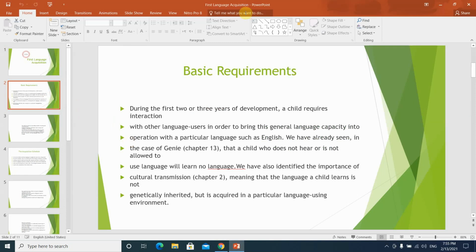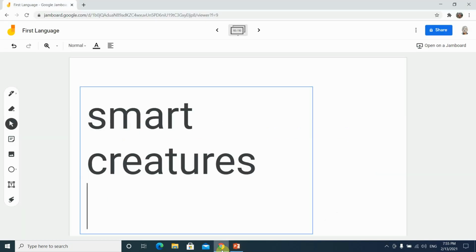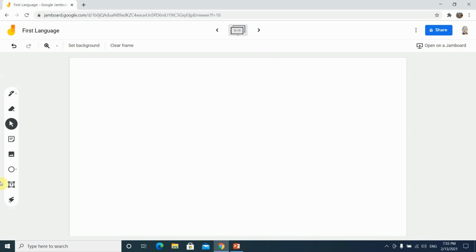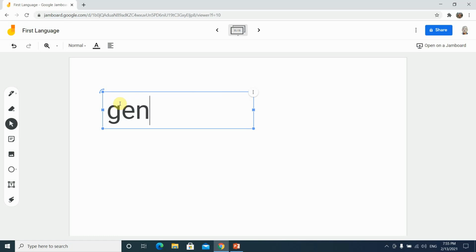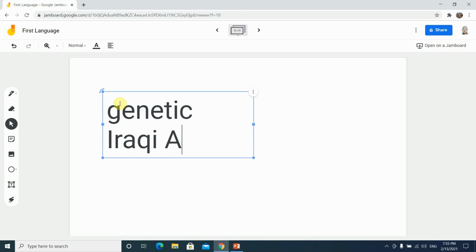Now, we need to know that language acquisition is not genetic. What is meant by this when we say language acquisition is not related to genetics? It is not genetic, يعني مو وراثي. Now when we are born here in Iraq, which language are we going to acquire? We are going to acquire Iraqi Arabic as our native language, right?